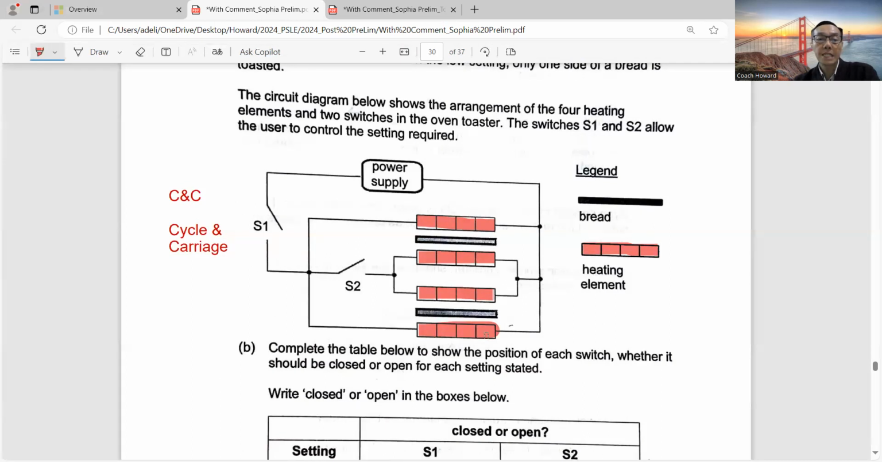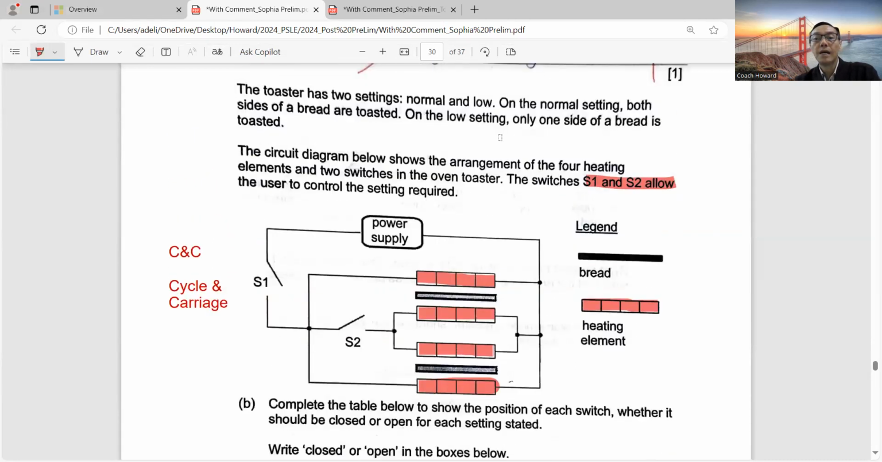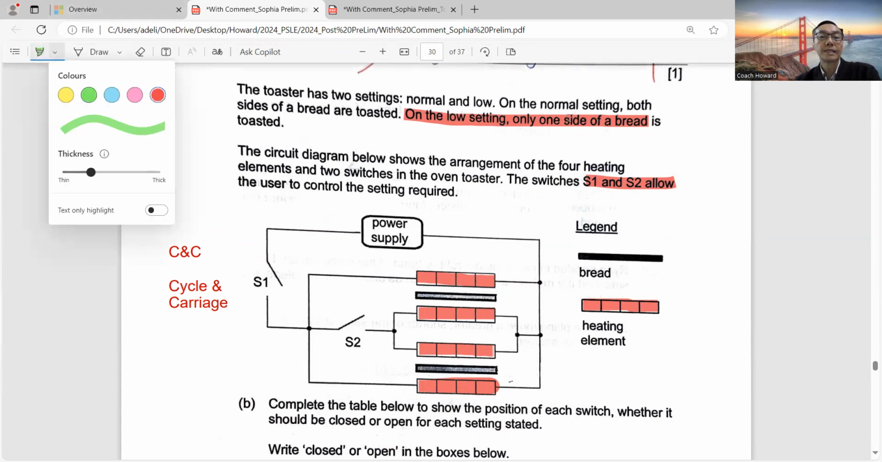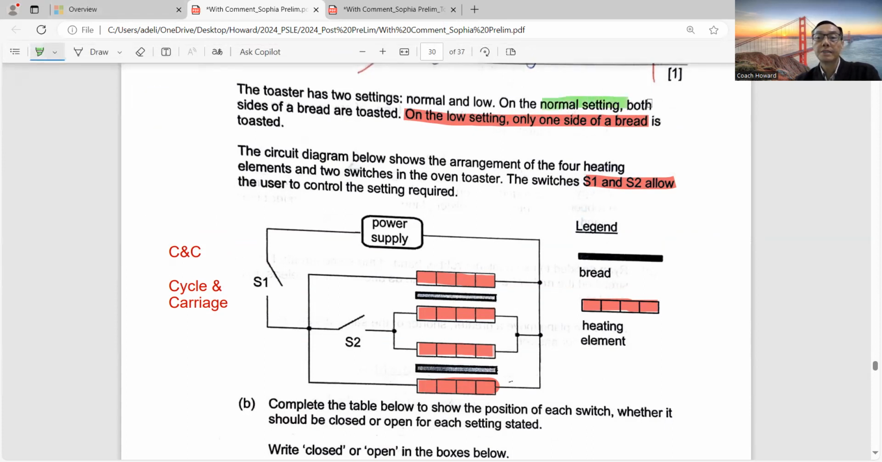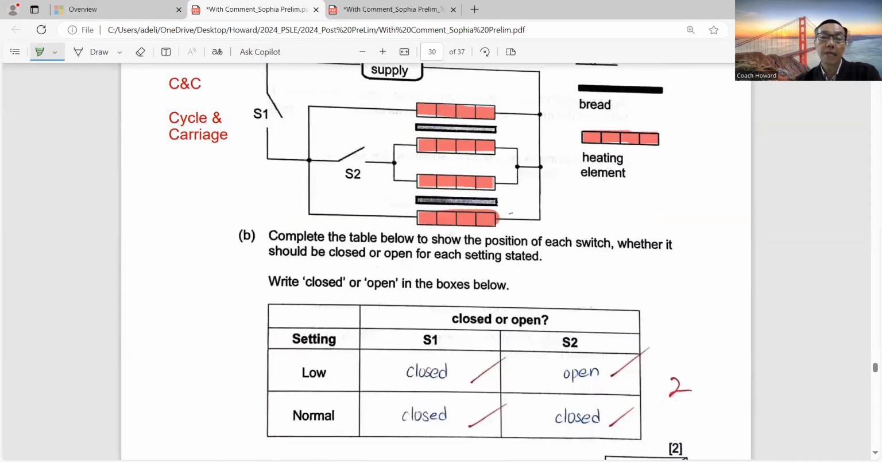There are two switches, S1 and S2. They control the toaster. Now they say on the low setting, this is a condition, one side of the bread is toasted. Normal setting is both sides. So I highlight with another line. Normal setting is both sides of the bread toasted. So logically, if I want both sides to be toasted, I will close both S1 and S2. So it's supposed to complete this diagram.